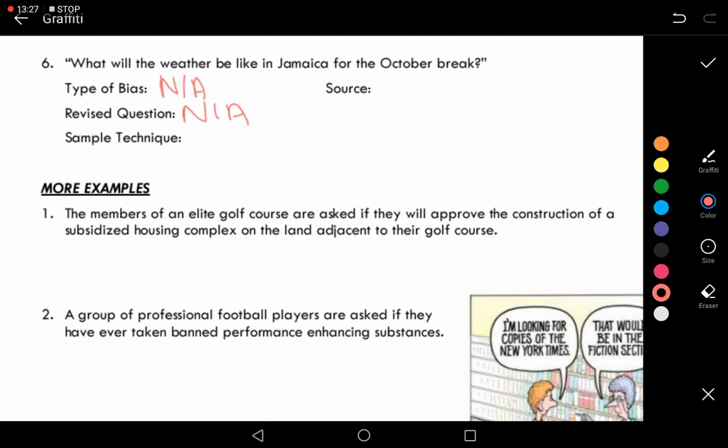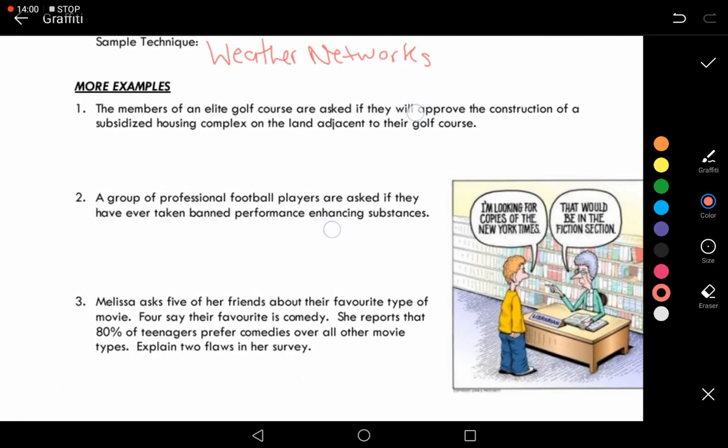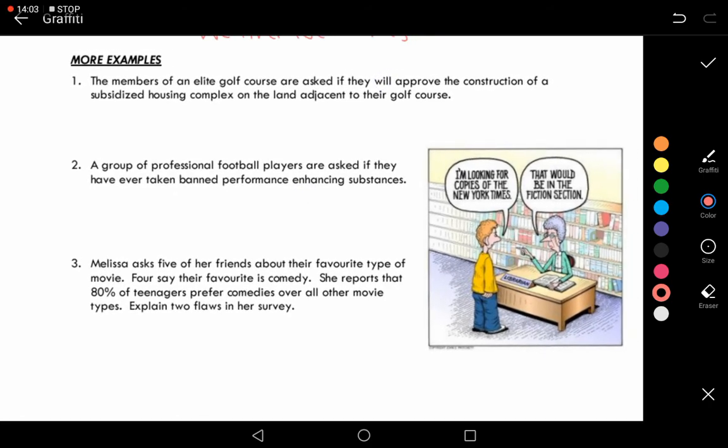But you're not going to be able to survey anyone about this, right? What you are going to have to do is you're going to have to look up the information from a source, which means that would be a secondary source. So for example, you might want to look at different weather networks. Okay, so that one's a bit strange, but it's just showing kind of a secondary source. Sorry.